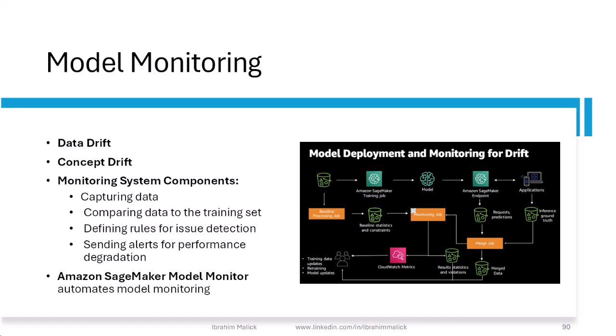Or concept drift, changes in the properties of target values. So monitoring system components could be capturing data, comparing data to the training set, defining rules for issue detection, and sending alerts for performance degradation. Amazon SageMaker Model Monitor basically automates model monitoring by collecting data from endpoints, comparing it against a baseline, and detecting violations based on built-in or custom rules. Alerts can be sent to Amazon CloudWatch for further actions like retraining.